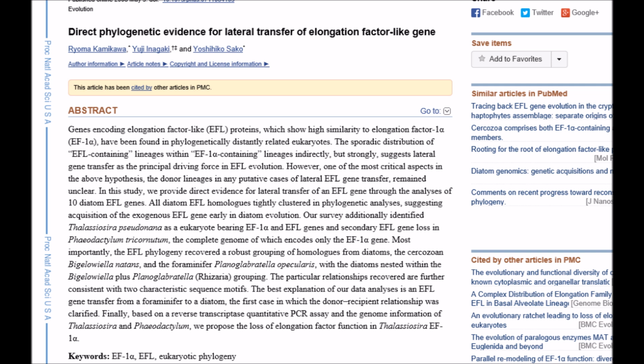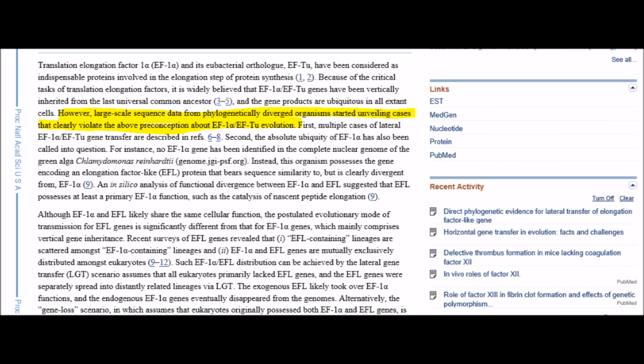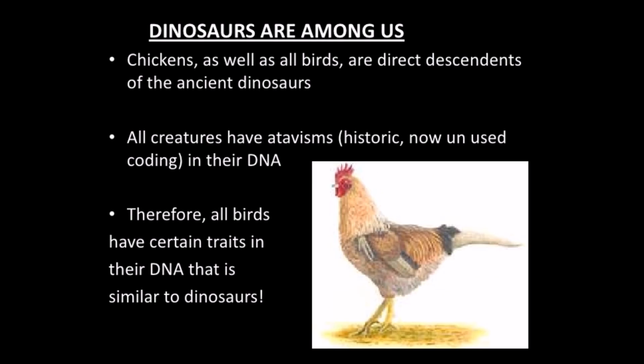Now, playing devil's advocate even further, I stumbled upon another interesting paper. Here, the authors describe a eukaryotic gene named EFL, elongation factor-like, that is present only in eukaryotic genomes. This gene was widely believed to have originated vertically, that is, inherited from the last universal common ancestor. However, as the authors have implied, large-scale sequence data from phylogenetically diverged organisms challenged this assumption. Instead, phylogenetic analysis strongly indicated that lateral transfer was the cause of the EFL gene being present in eukaryotic genomes and was not the result of that gene being passed down vertically from a so-called universal common ancestor. I guess it isn't far-fetched to suggest that genes can jump from eukaryote to eukaryote genomes.